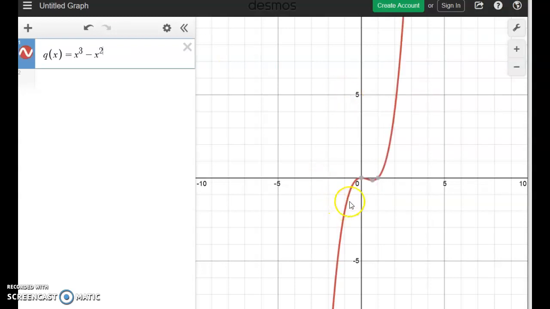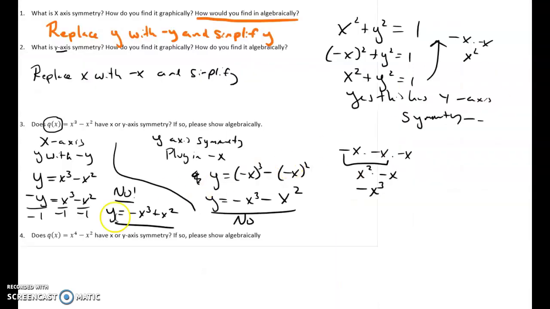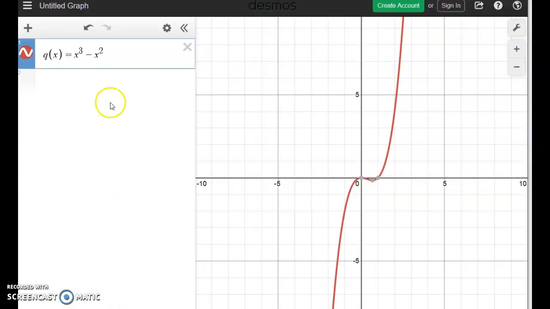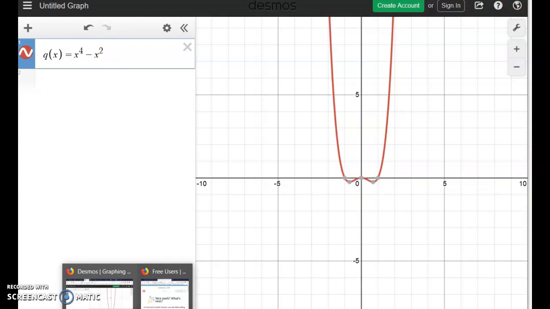And when we take a look at this, you can see we can't fold this up on the x-axis, can we? And we can't fold this up on the y-axis either. So this has neither x nor y-axis symmetry. This one says, does x to the fourth minus x squared have x or y-axis symmetry? Why don't we start with a graph here and see if it has either. So I think it was x to the fourth minus x squared.